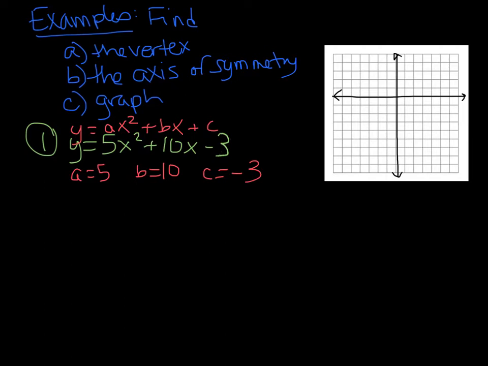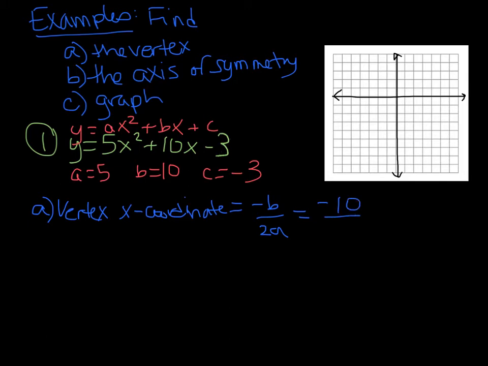So once I have those, I can do a lot of things, starting with my vertex. On the previous page, you might know that the vertex has an x-coordinate of negative b over 2a. And in this case, my b is 10, my a is 5, so when I calculate it out, I get negative 10 over 10, which gives me an x-coordinate of negative 1. So now to find the y-coordinate, you have to substitute x equals negative 1 into your equation.